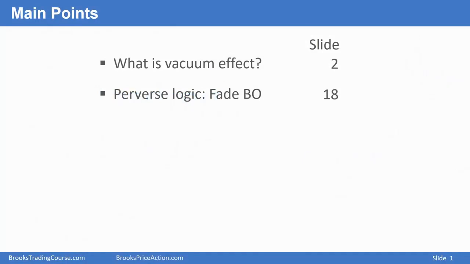I'll begin by talking about the vacuum effect, how the market gets drawn towards support and resistance. Next, I'll talk about perverse logic. Oftentimes there are very strong breakouts, but they're at support or resistance, and it's easier to make money betting that the breakouts will fail.